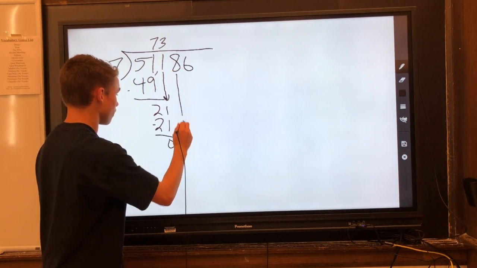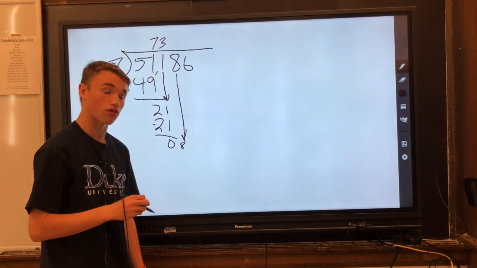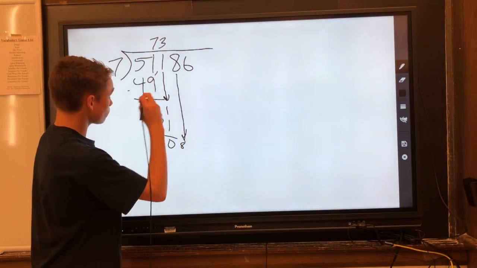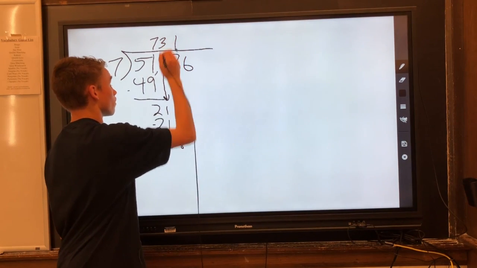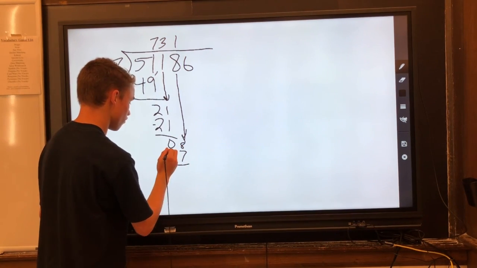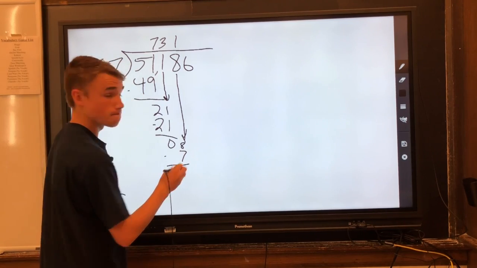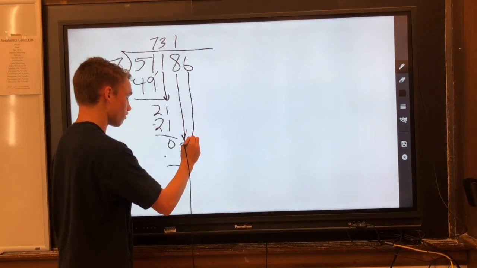Now you bring down the 8. And 7 goes into 0 times. How many times does 7 go into 8? Well, 1 time. So 7 times 1 is equal to 7, subtract, and you get 1. Now you bring down the 6. 7 doesn't go into 1 at all.